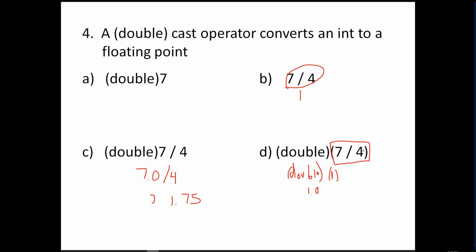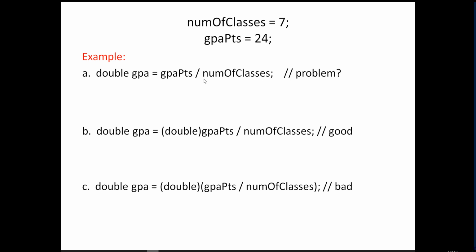All right, let's take a look at an example that is very important. So here's, let's say we want to calculate our GPA. Now one of the ways to do a GPA, not worrying about weight and all that kind of stuff, is let's say you have 7 classes, and your GPA points, let's say an A gets 4 points, a B gets 3 points, etc. If you add all those points up, let's say you have 24. And so, of course, to calculate your GPA, you would divide those.